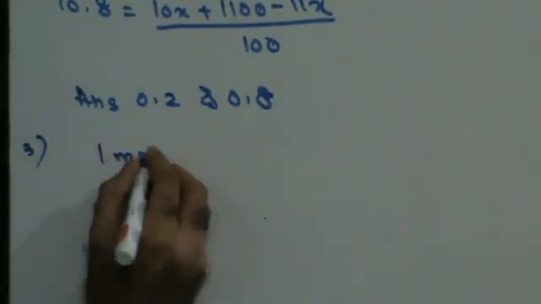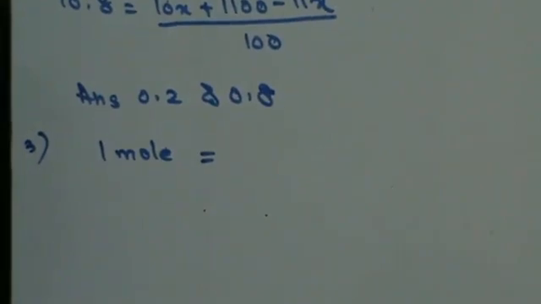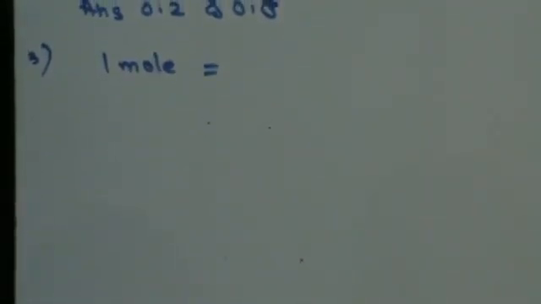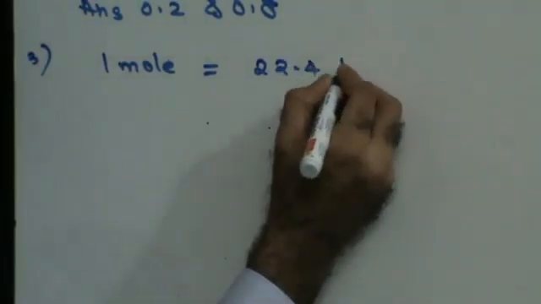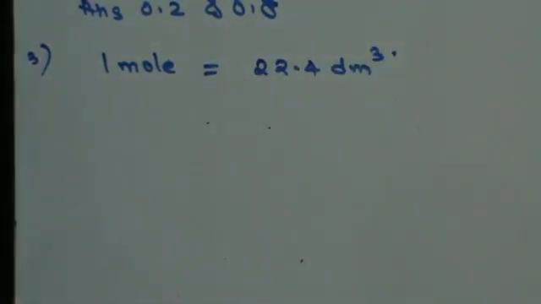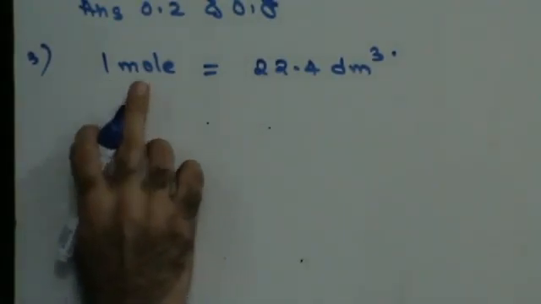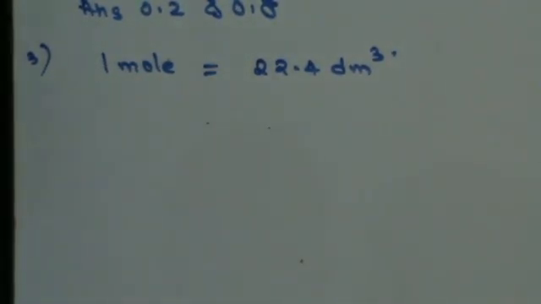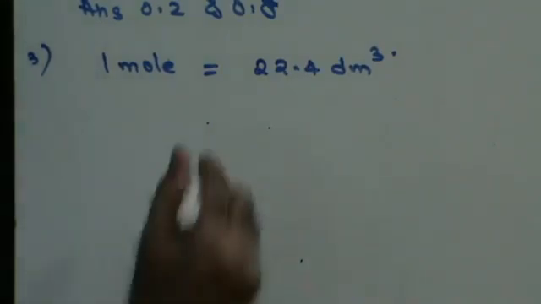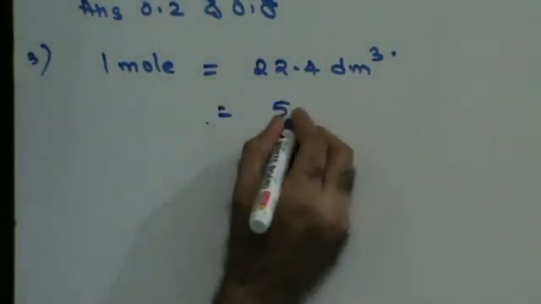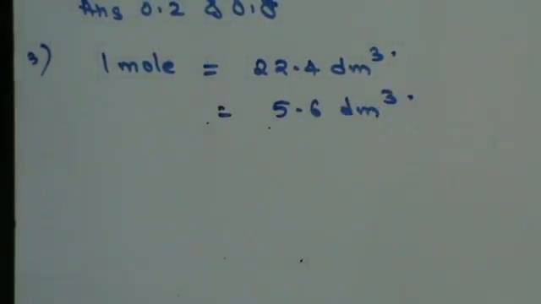Now we know, guys, that 1 mole of any substance, you're supposed to know this by heart, occupies 22.4 decimeter cube. In fact, we've done the derivation of this in the theory. Now they are saying that ammonia is occupying a space of 5.6 decimeter cube. They are asking you how many moles will be present.